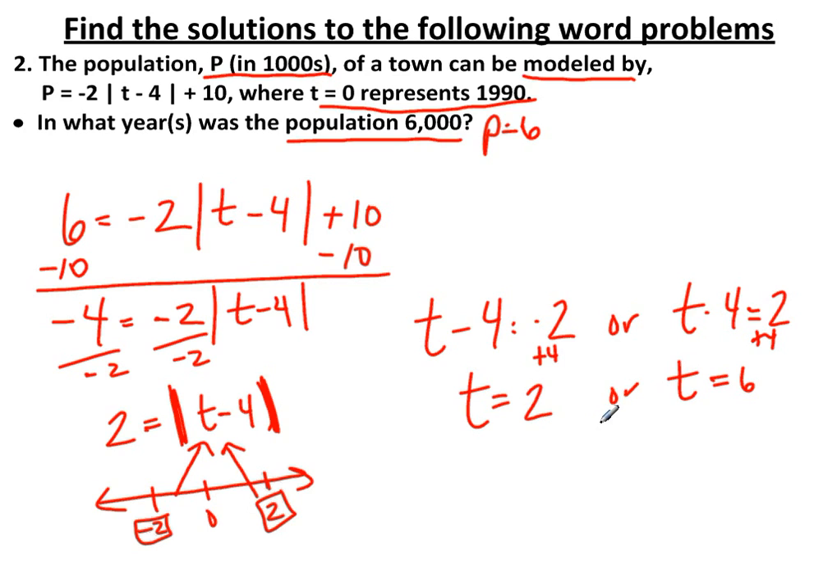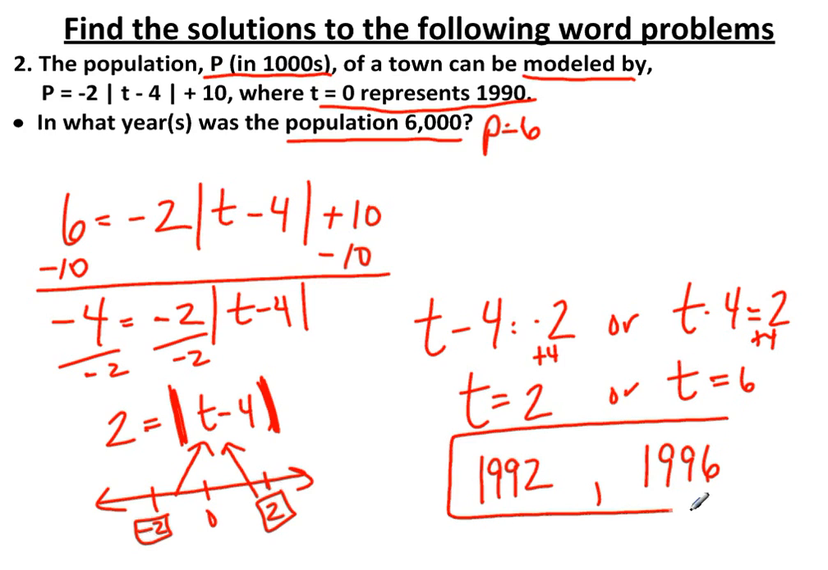Remember, t is my time, where t = 0 is 1990. So t = 2 is 1992, and t = 6 is 1996. So when they ask in what year or years, we actually get two answers. It would be in the years 1992 and 1996.